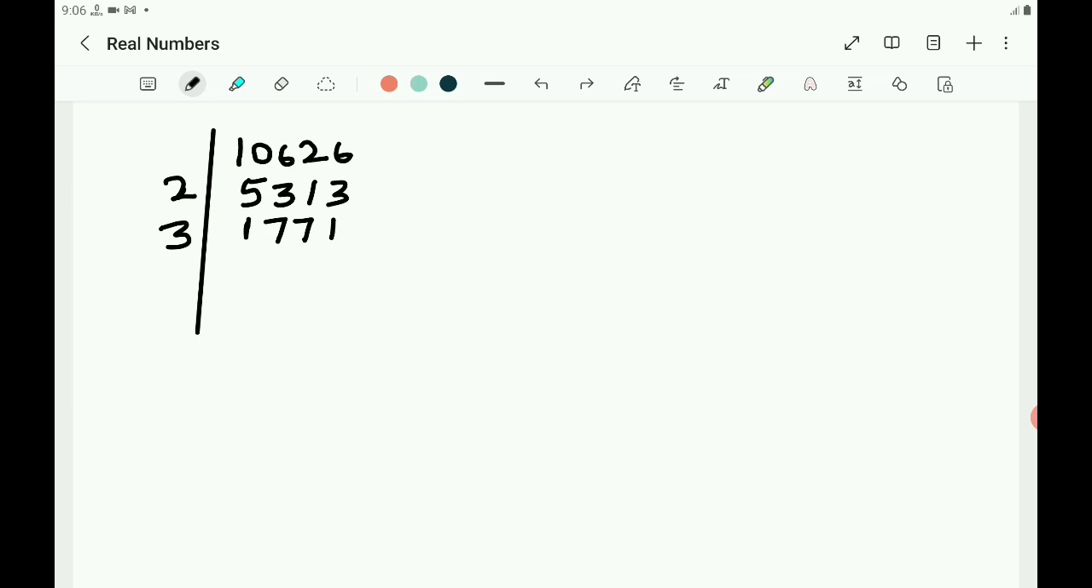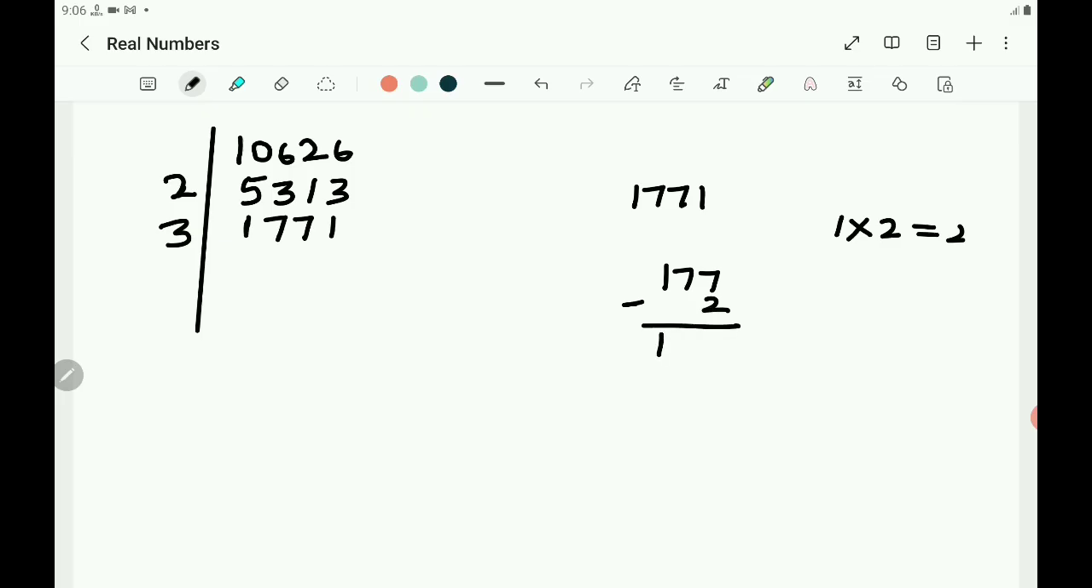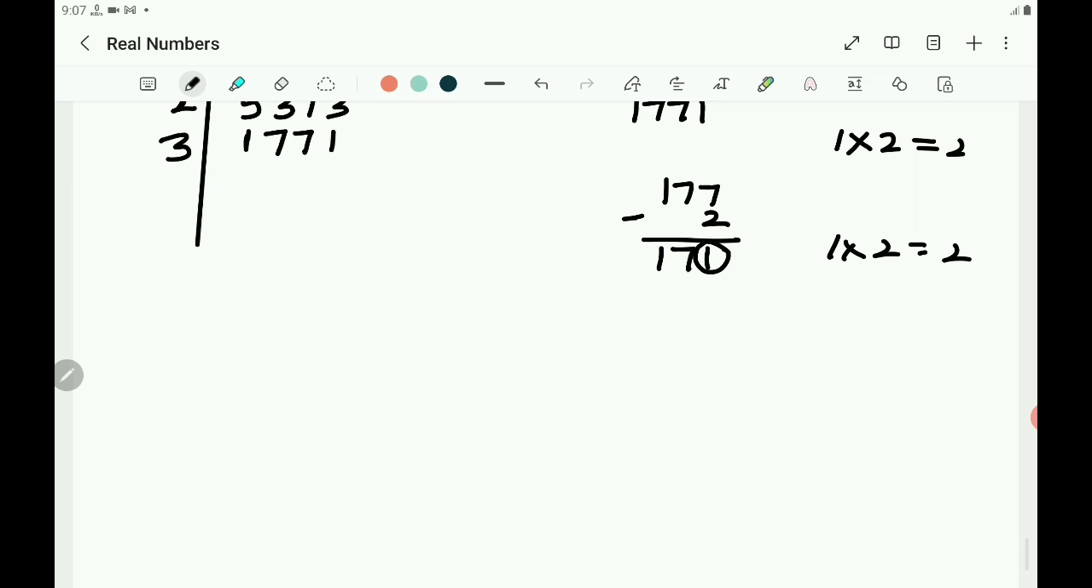Next you try it by 7. Write the number 1771. The last unit digit is 1. Double it. 1 into 2, 2. Next take the remaining truncated number 177 minus 2. You will get 171. Again you take this 1 and double it. 1 into 2, 2. Then 17 minus 2, you will get 15. 15 is not divisible by 7. Therefore, the number 1771 is not divisible by 7.